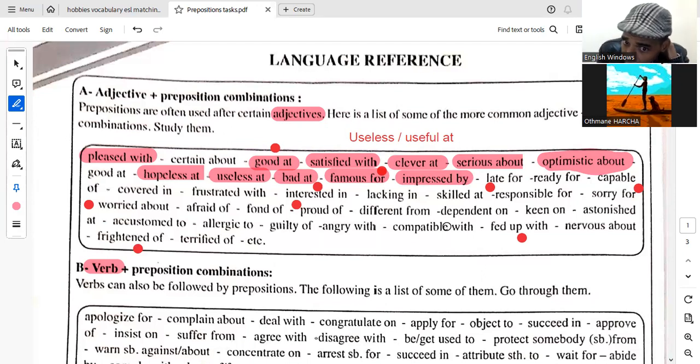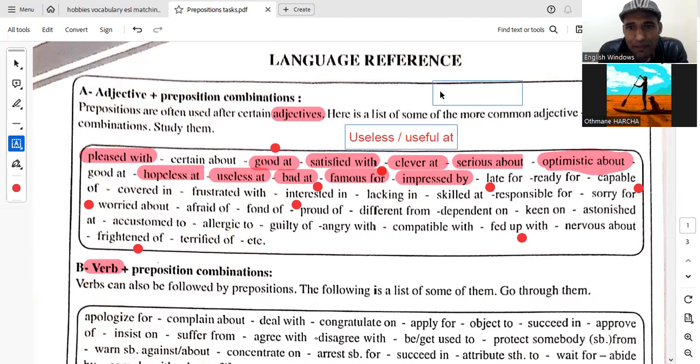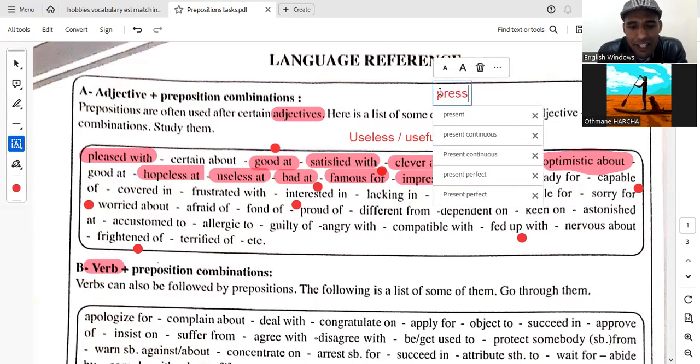Yes. Impressed by. What does it mean, impressed by? Not pressed, it doesn't mean pressed by, voilà.